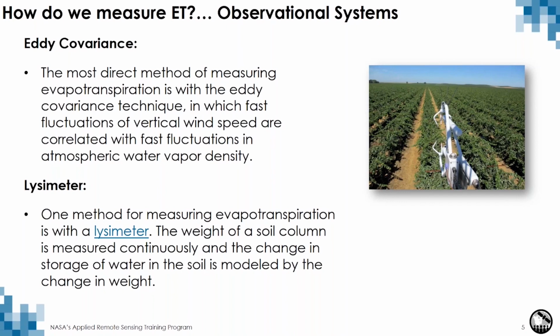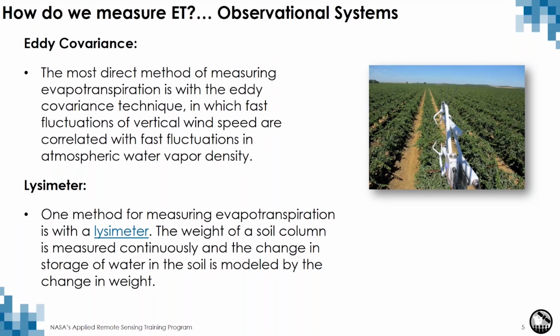And the second measurement is called a lysimeter. It's another relatively complicated observation system where you're building an apparatus within the soil surface that's able to weigh the soil column continuously and back out how much water has been evaporated from changes in the weight of that soil column.